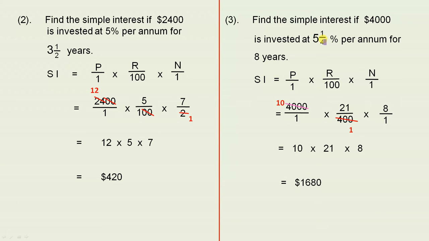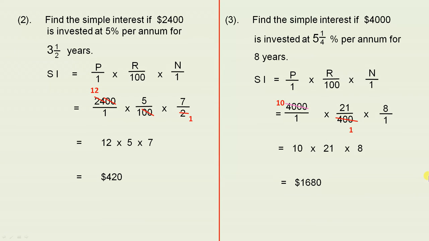So when you have 5.25 over 100, multiply numerator and denominator by 4 because of the 4 here, and that gives you 21 over 400. And the number of years will be 8 over 1. 400 into 400 goes once. 400 into 4,000 goes 10 times. So we have 10 times 21 times 8. And that gives us $1,680 for the simple interest.